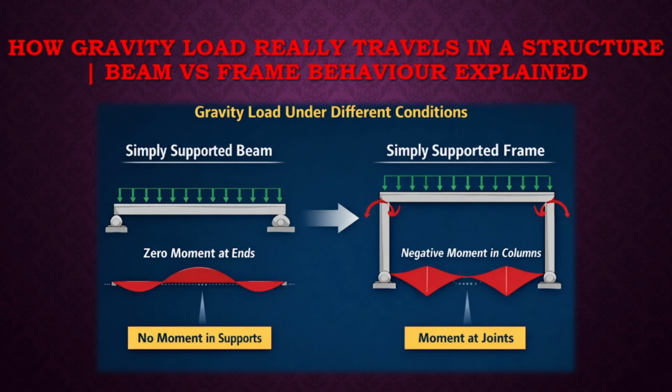This is wrong. The moment a beam becomes a frame, bending moment appears at the joint, even under gravity load. And if you don't understand this, you don't understand how real structures behave. Today we'll see exactly why a beam and a frame respond differently under the same load.